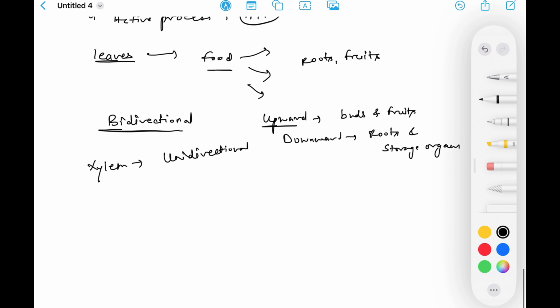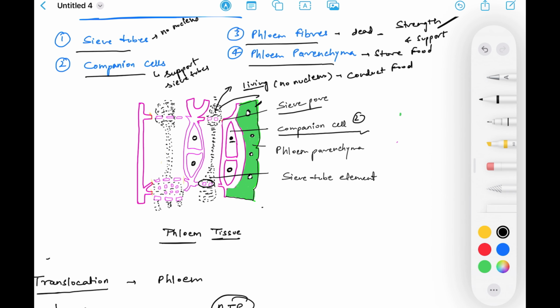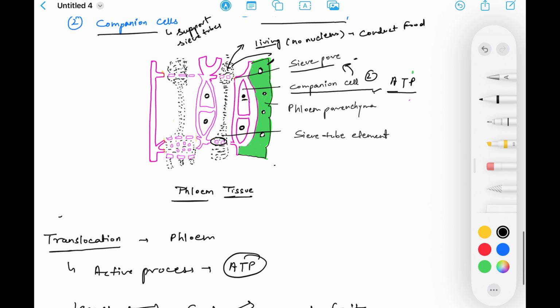So when sugar is produced in leaves, first these companion cells use ATP to load sugar into sieve tubes, and we know water from xylem enters by osmosis. This pressure pushes the sugar solution through phloem to the required parts of the plant, and this is also called the pressure flow hypothesis.